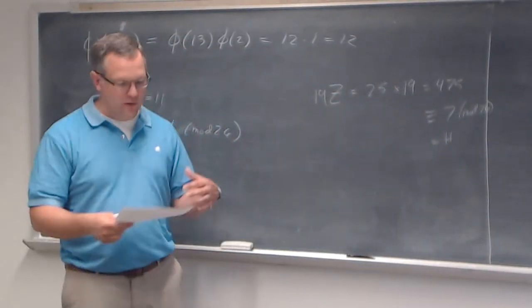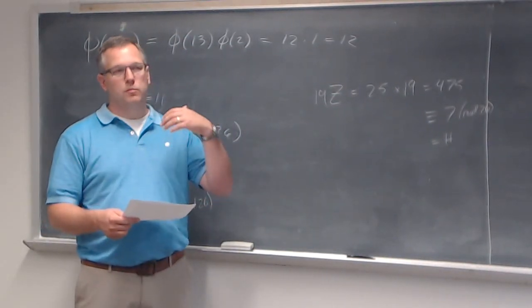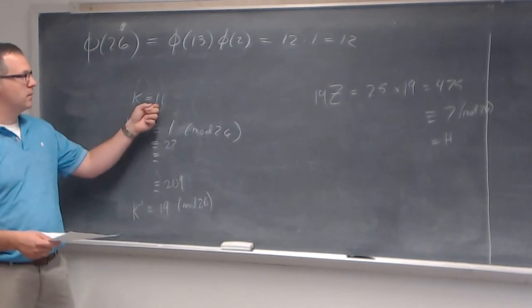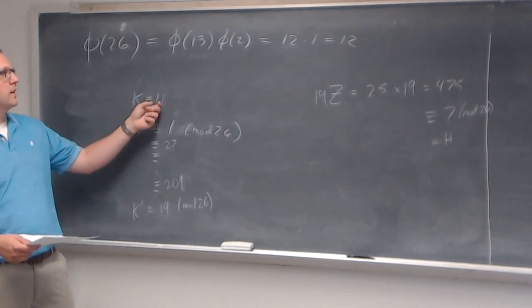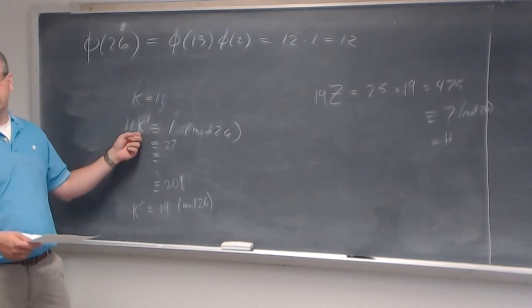Okay, so that's why your multiplicative key has to be a number that's relatively prime to 26, because that's the only way that you can find its inverse.